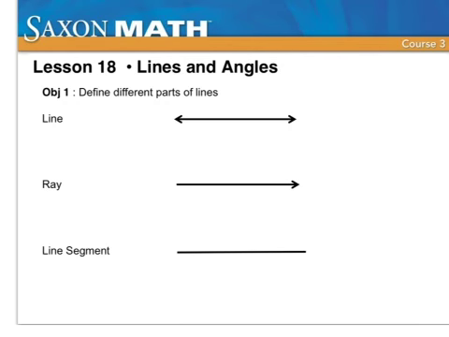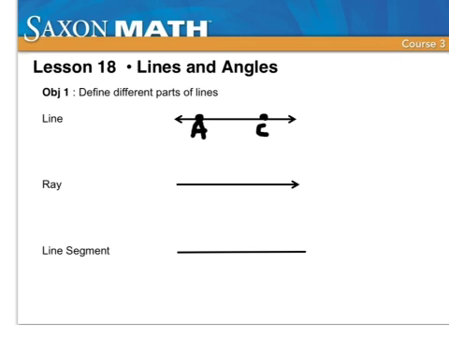Alright, we're in lesson 18. It's about lines and angles. So your first objective is to define different parts of lines. Okay, so first off, a line. We'll put some points on our line and we'll call them A and C.